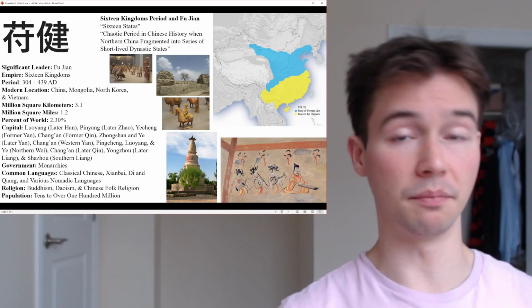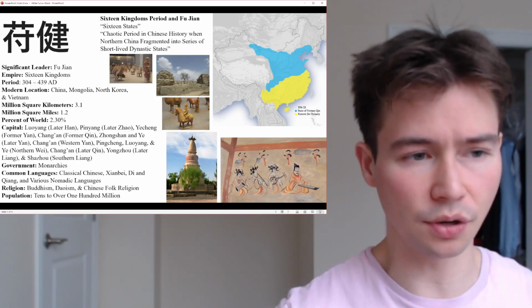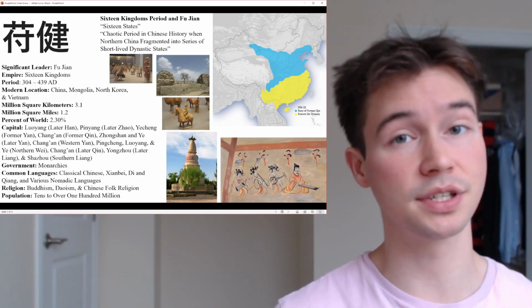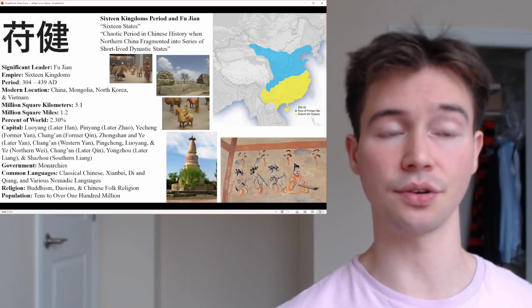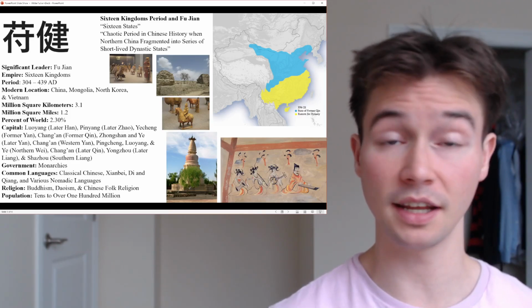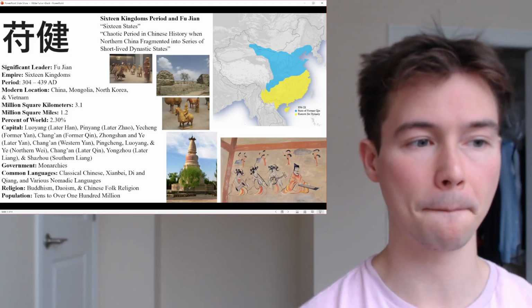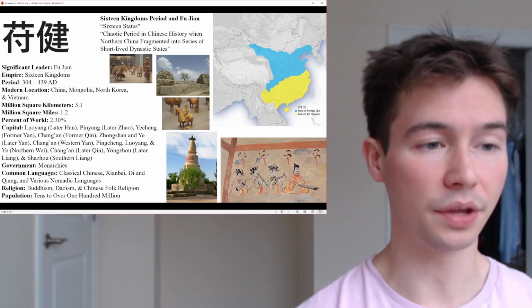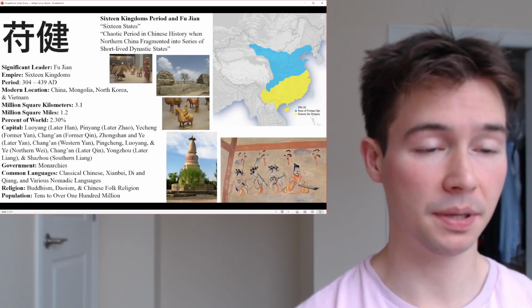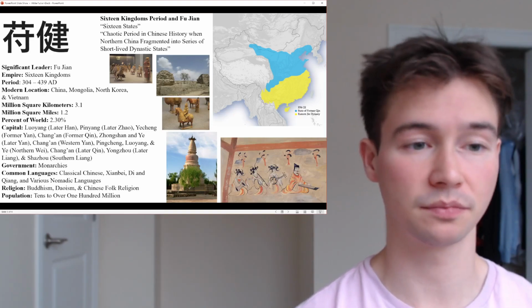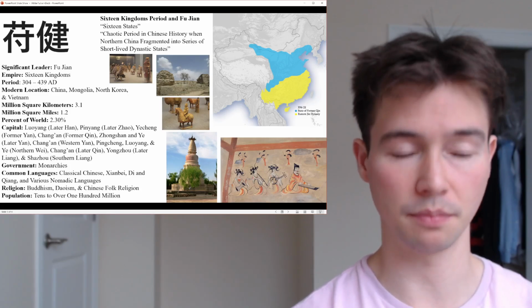Capitals. So we have many capitals listed here, and I think it's important to go through them because if one is interested in any of these specific dynasties during the 16 Kingdoms period, one can get an image of where they were located by referencing these capitals. So Luoyang was the capital of the later Han. Pingyang was the capital of the later Zhao. And for spelling and pronunciation, please refer to the slide.